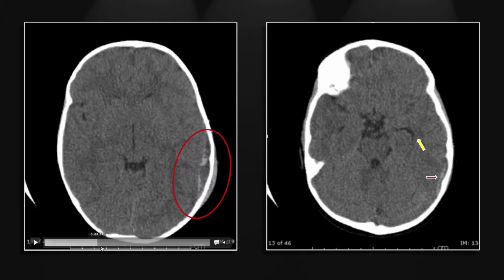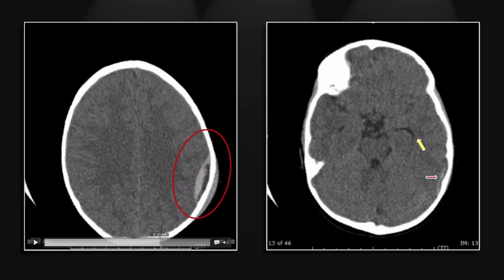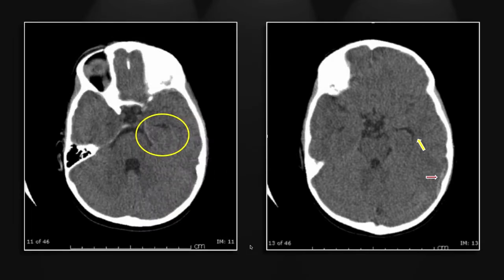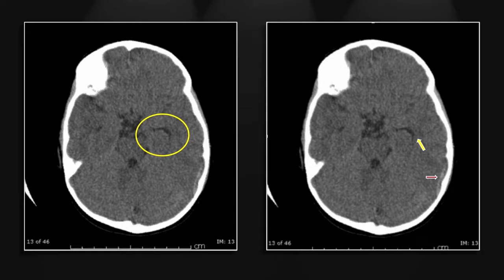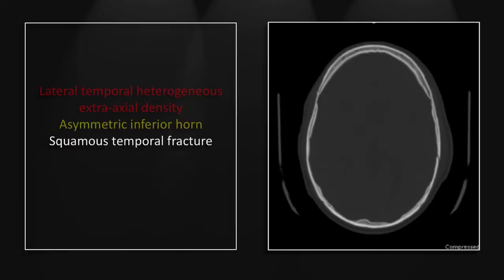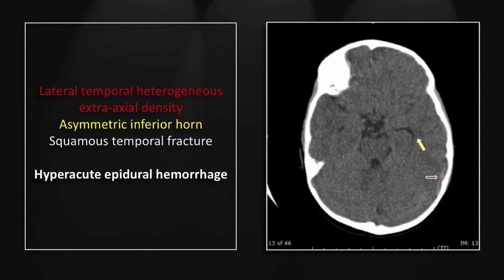Note again the heterogeneity of this bleed, which suggests its hyperacute time course. And here again is the dilated, deformed inferior horn. This patient's skull fracture is very slightly displaced and is more visible by virtue of the overlying soft tissue swelling. So that is a hyperacute epidural hemorrhage.